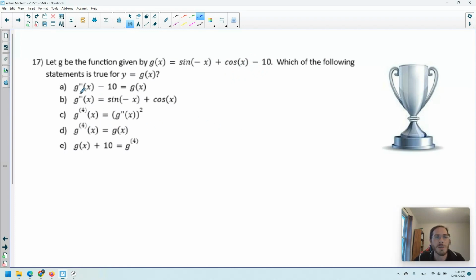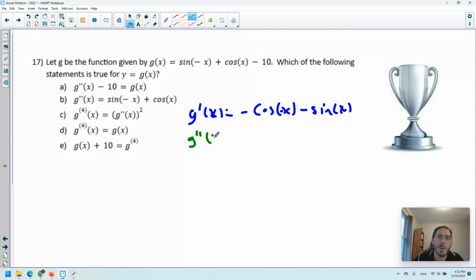But in this case, we need to get to the second derivative to check out A and B. We need the fourth derivative to check out C, D, and E. So let's first find the first derivative. Oops, we don't have y this time. We got g prime. So derivative of sine of negative x is negative cosine of negative x. The negative sign comes from the chain rule. That's why we got a negative there. Derivative of cosine of x is just negative sine of x. And then the derivative of negative 10 is 0, so I don't need to do anything for that one.